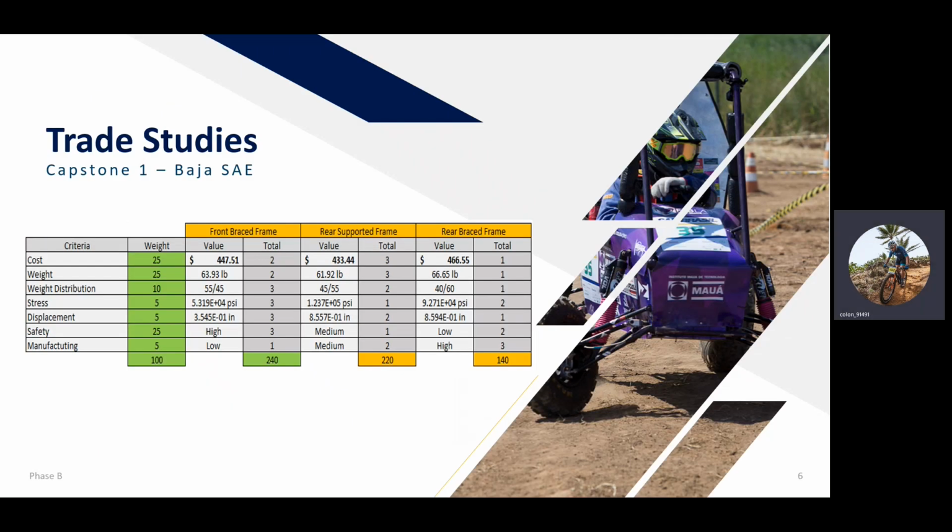To establish which is the best frame, we use the rating weighting decision matrix. As can be seen, the front braced frame had the best score over the other alternatives, with a score of 240. Although it is not the lightest, it guarantees higher security than the others, according to the stress and displacement analysis criteria. The front braced frame is the best alternative for the design of the chassis.